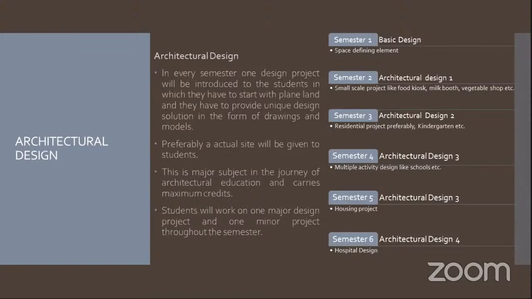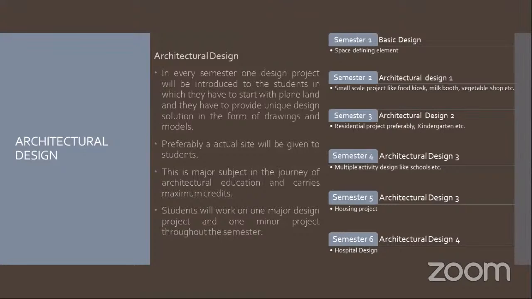So it is preferably an actual site which is given to the students, and this is the major subject in the journey of architectural education and carries the maximum credits. Students will work on one major design project and one minor project throughout the semester. The first semester covers a basic design in which the space defining elements are introduced.